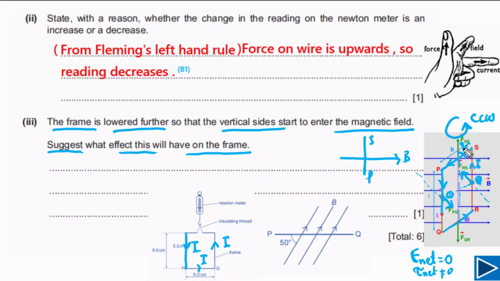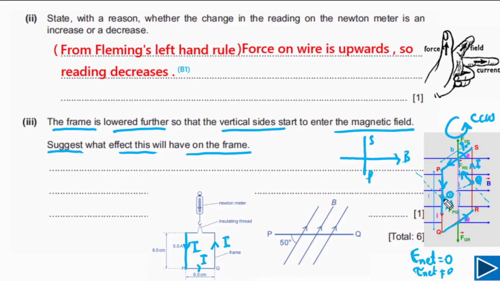Net torque when the angle between SP and the magnetic field is 90 degrees: at that time the line of action of these two forces and the line of action of these two forces will be along the same line. Means these two forces will cancel each other, so there will be no torque. And of these two forces, one will be into the page and one will be out of the page, so they will also be along the same line, so they will also cause no torque. So at that time the net torque will be 0. I hope it is clear to you.